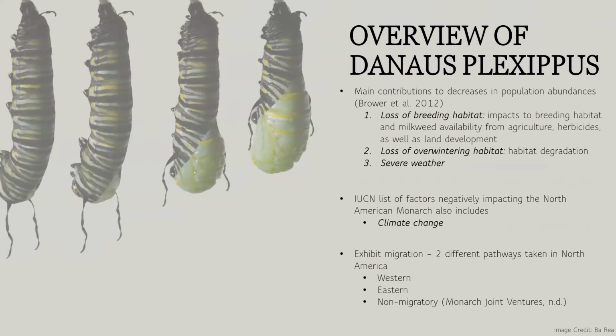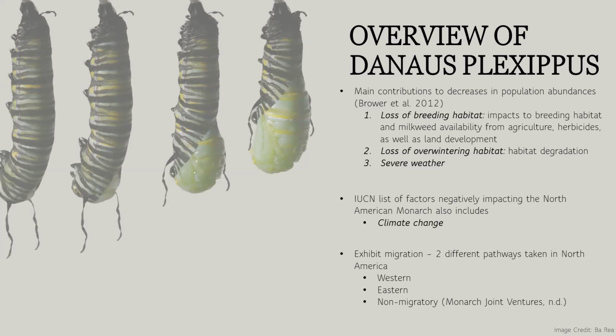So most of the threats to the monarch consist of loss of breeding habitat. So this is due to the sprawl of agriculture, the increased use of herbicides, as well as habitat loss due to land development. In addition, there's habitat degradation in their overwintering sites. So there's been reports of legal and illegal logging in central and northern Mexico, where the eastern population overwinters. And then, as you all know, we've been experiencing very severe weather in the past couple of years. So it's estimated that 10 million monarch butterflies actually were lost during the past couple of severe winter storms. The IUCN also lists climate change as a major factor.